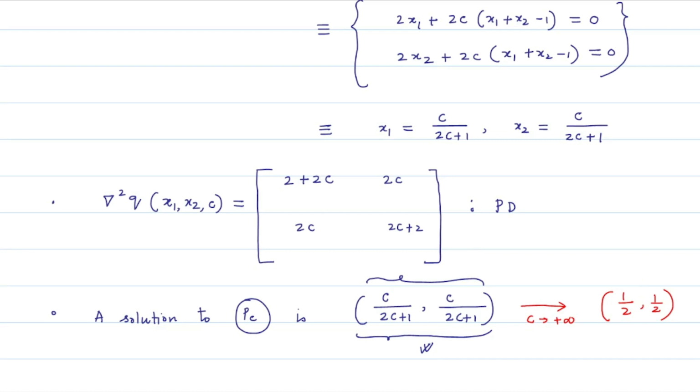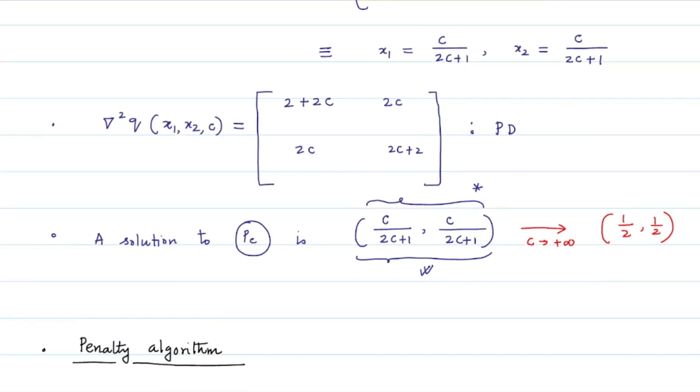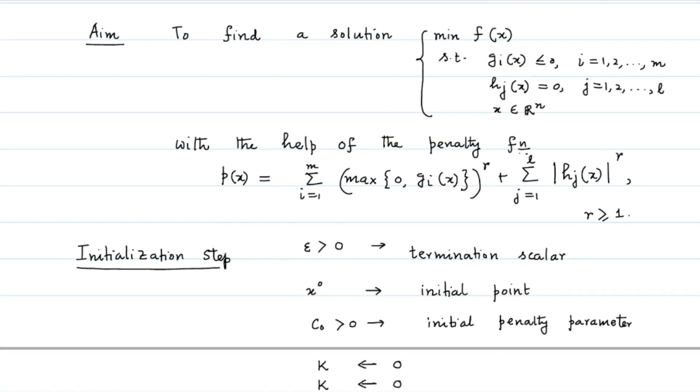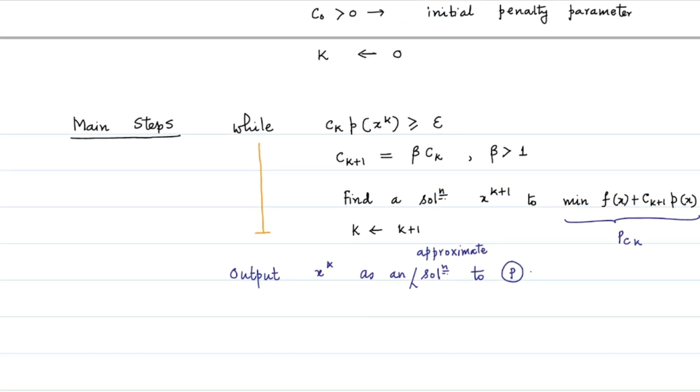Finding an exact expression of the solution to an unconstrained optimization problem is not really an easy task, right? And that's why we have studied so many algorithms to find an approximate solution, a very close solution, to an unconstrained optimization problem. And thus we effectively have to find a sequence x_k, a sequence of solutions to this P(C) for different values C = C_k, and then you take the limit of x_k and you get a solution to the original problem. And these iterative steps are to be followed in this penalty algorithm to find a solution to a constrained optimization problem.